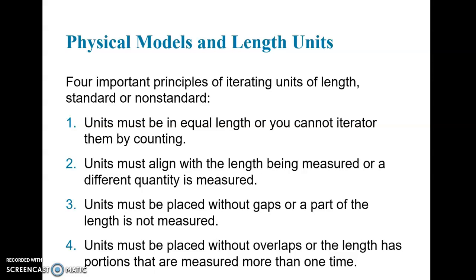There are four important principles of iterating units of length. Units must be equal in length, or you cannot iterate them by counting. They must be aligned with the length being measured, or a different quantity is measured. They must be placed without gaps, or parts of the length are not measured. They must be placed without overlap, or the length has portions that are measured more than one time.